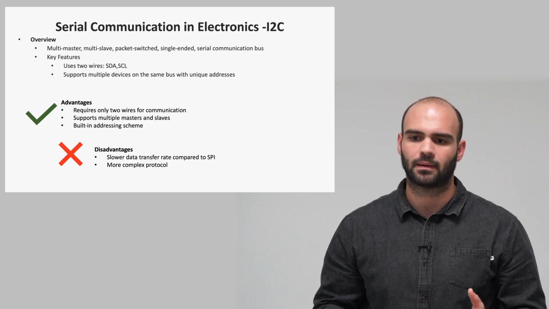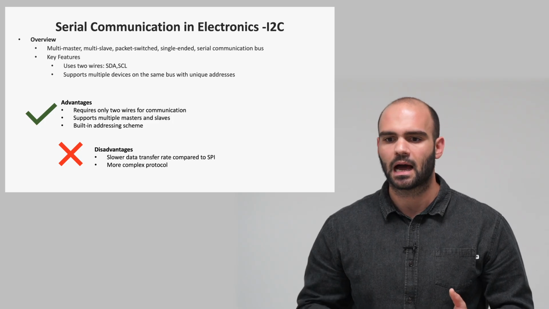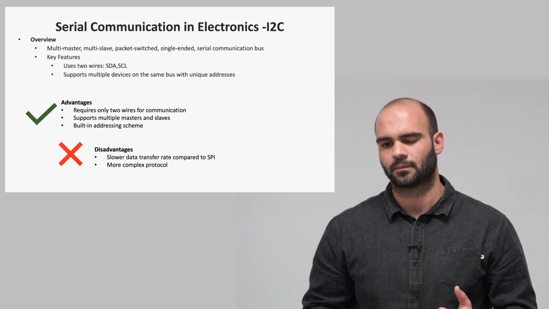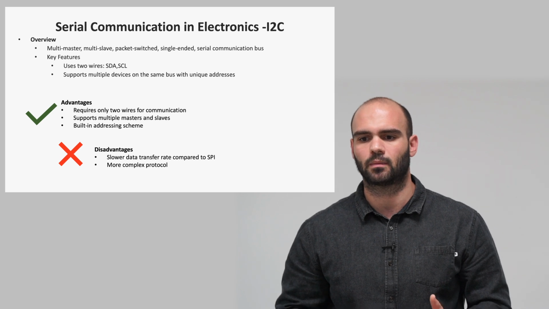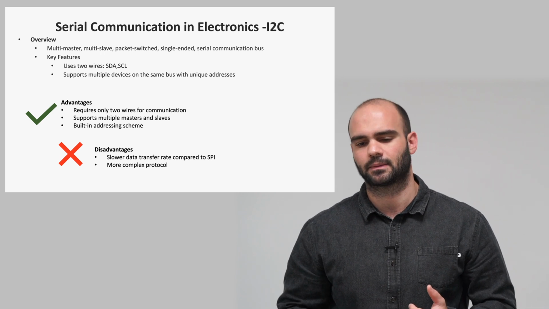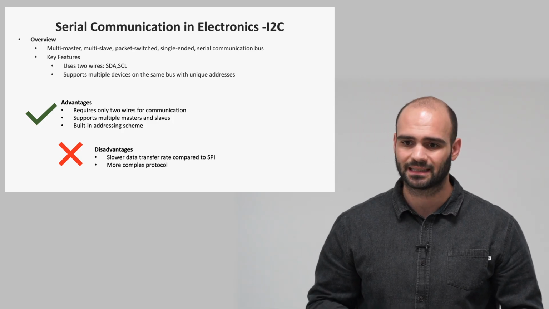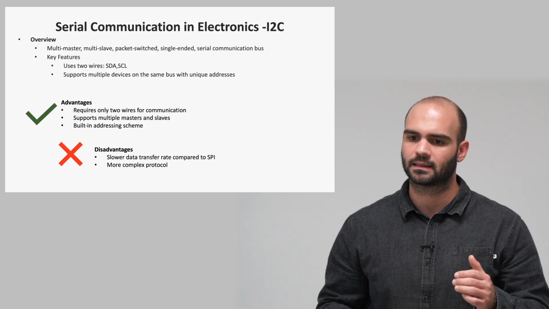It supports several masters and slaves, and it has a built-in addressing system. However, there are also disadvantages. I2C is slower compared to SPI and slightly more complex to manage, especially when many devices share the same bus. Overall, I2C is ideal for short-distance communication between chips and sensors within the same circuit board.